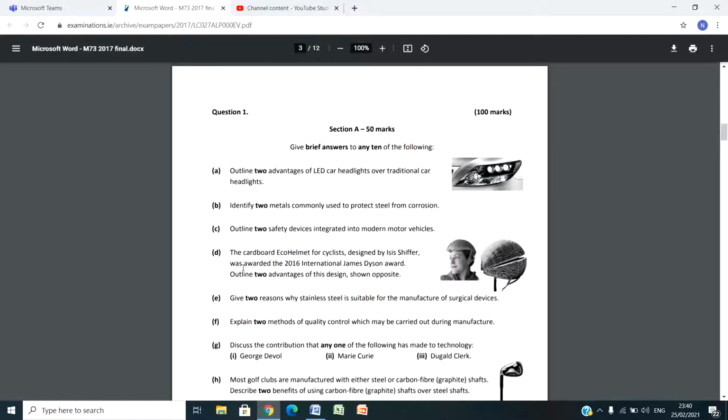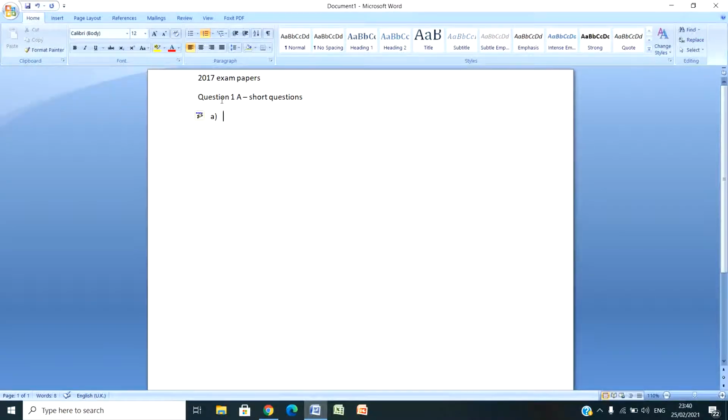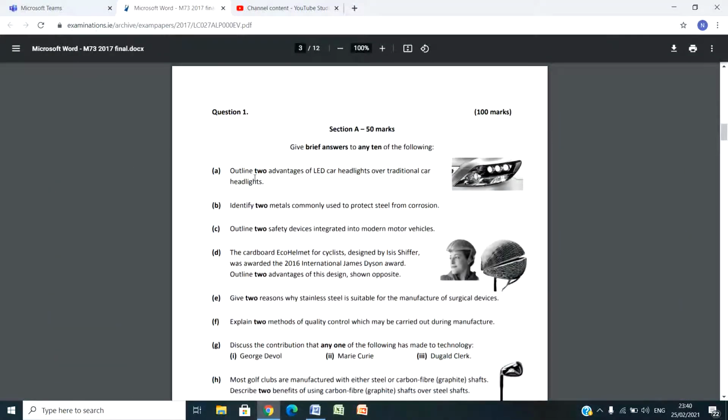And again, I'm going to write out the questions here on the page as we go through them. So question 1A, short questions, 2017. The very first question, A: outline 2 advantages of LED car headlights over traditional car headlights.